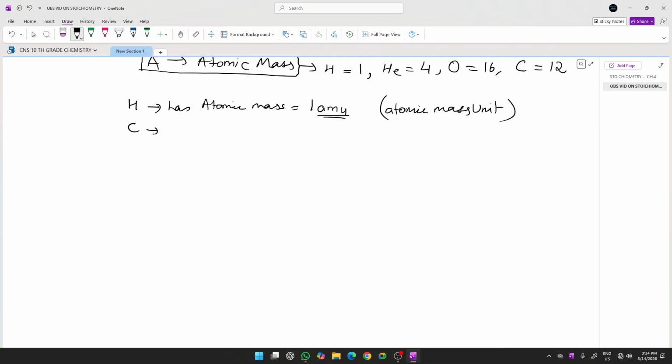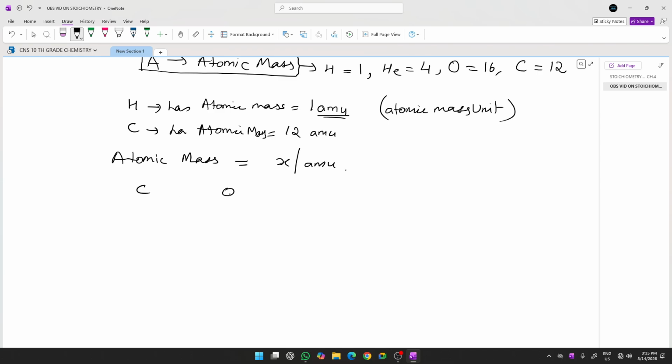But if you see carbon, then it has an atomic mass equal to 12 AMU, because AMU stands for atomic mass unit. So whenever you talk about atomic mass, you have to give the answer as some numerical value followed by AMU. So in general, atomic mass will be equal to X AMU, where AMU is atomic mass unit. Is that clear?